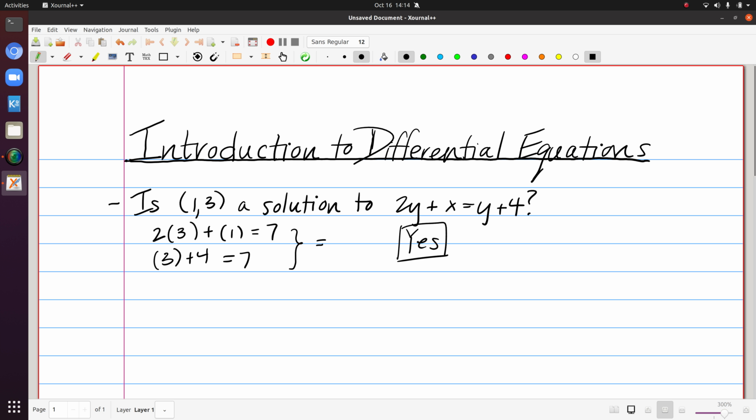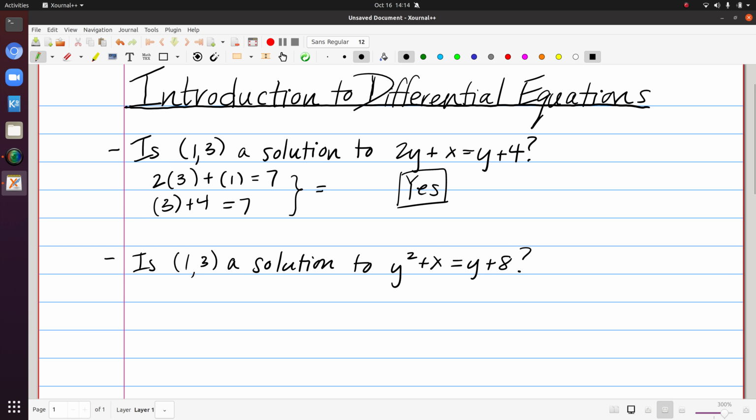And I can, of course, see another example: is (1, 3) a solution to now a different equation? Let's say y squared plus x equals y plus 8. And I would approach this in the same way. So plugging in our values here, we would have 3 squared plus 1, and that would give me 10 on the left-hand side. On the right-hand side, we would have 3 plus 8, which is 11. And significantly, these two sides are not equal. So when something like this happens, we say it's not a solution.